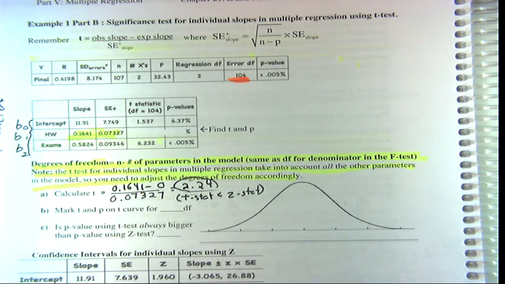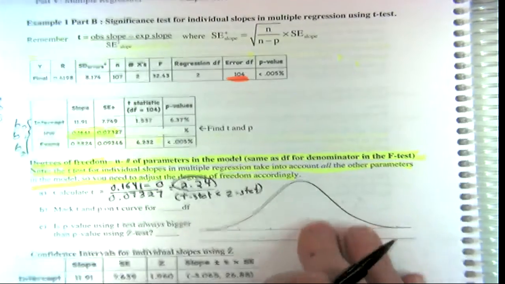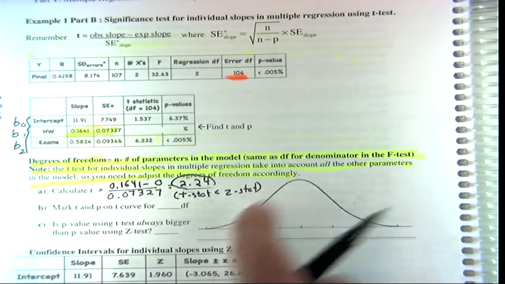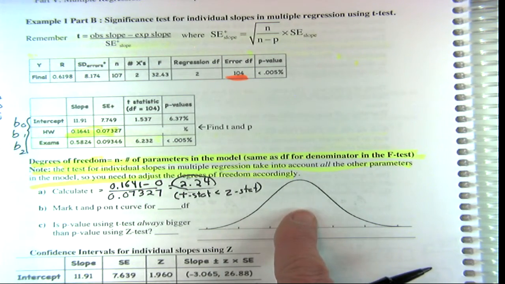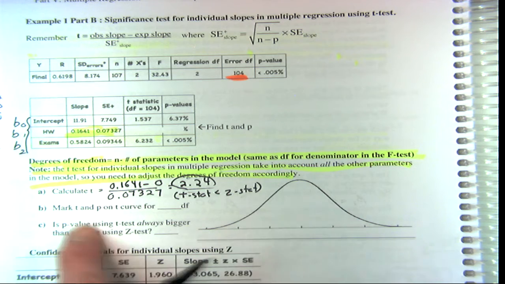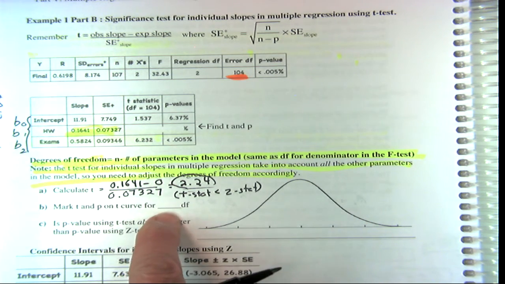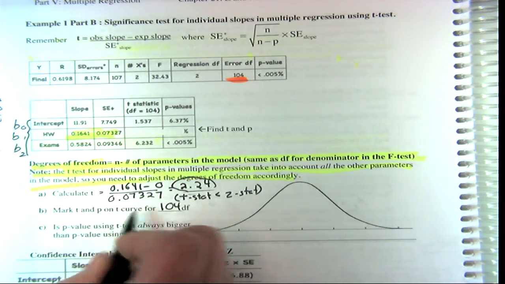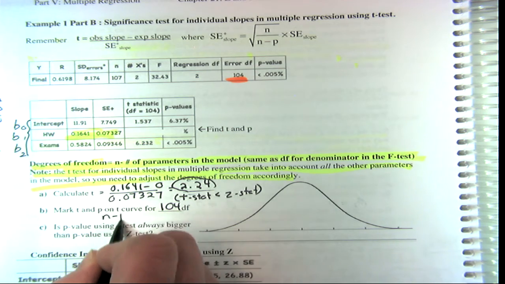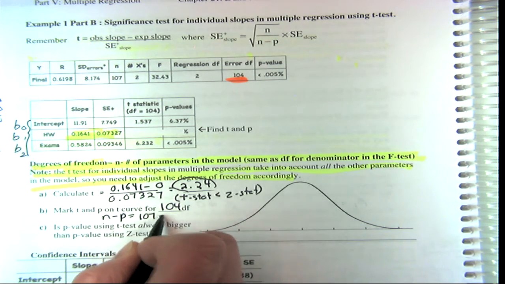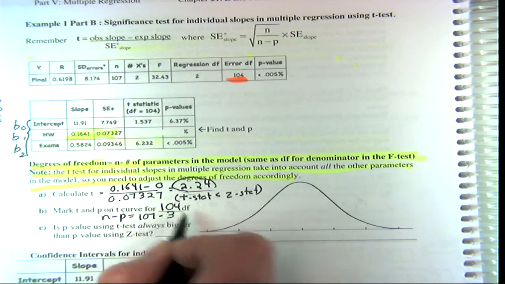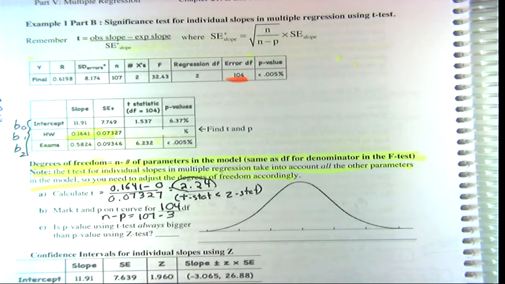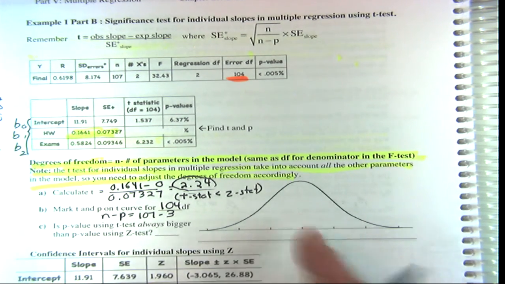All right, so now what are we going to do? We don't have a normal curve anymore. We have a t-curve. So you have to remember there's a whole family of t-curves. So which one are we going to use? We need to use the one that has degrees of freedom equal to 104, which is n minus p. I need 107 minus 3 parameters. That's where that comes from. So you have to look at that. It's going to look very much like the normal curve.